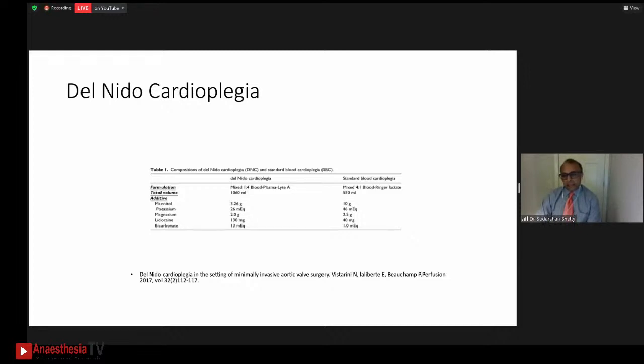In this particular study, which had only about 46 patients, 25 of them had the Del Nido cardioplegia. The incidence of ventricular fibrillation was smaller with the Del Nido cardioplegia, and the intraoperative blood glucose levels were also much better.